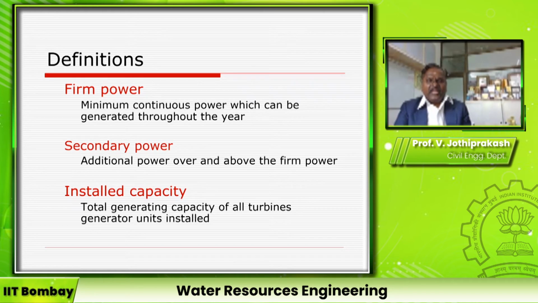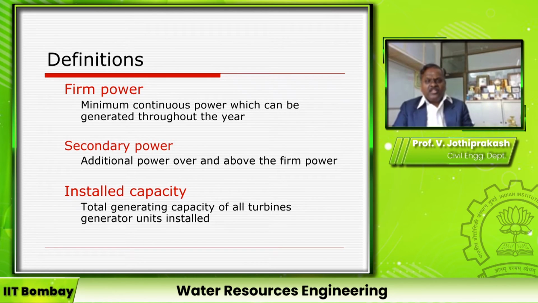Secondary power is the additional power that can be generated over and above the firm power. Installed capacity is when all the turbines are working at their full capacity. That is the total generating capacity of all turbines in the powerhouse. These are all certain names which you will come across in the day-to-day life of hydroelectric power plant production.